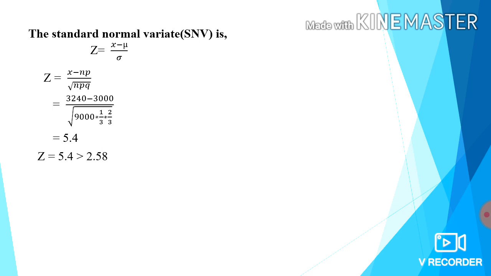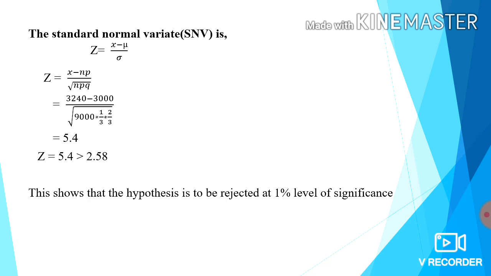So now, 5.4 is greater than 2.58. If it is greater than 2.58, we can say the hypothesis is rejected at 1% level of significance. The hypothesis we made was that the dye is unbiased, but we are getting a value greater than 2.58, so we have to reject that hypothesis.